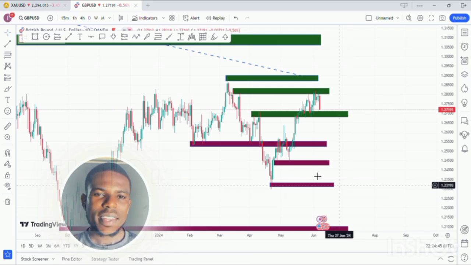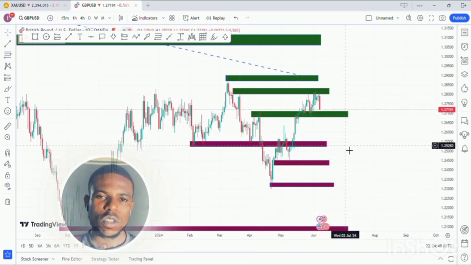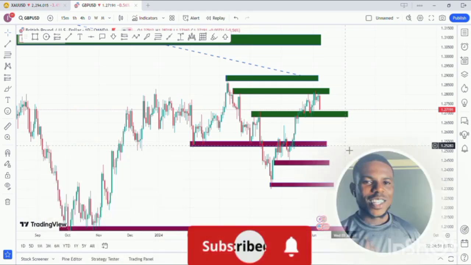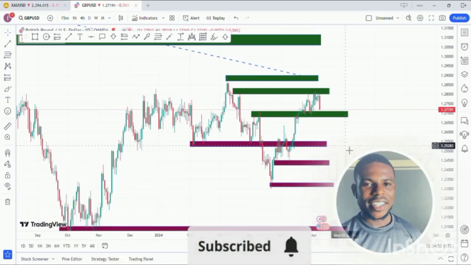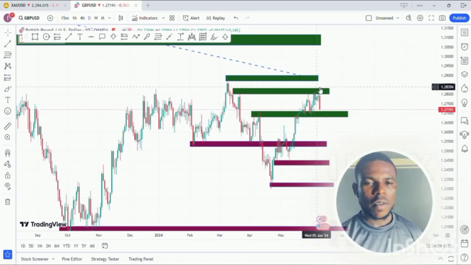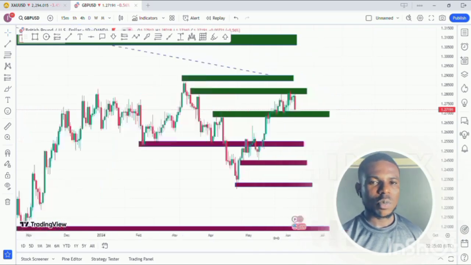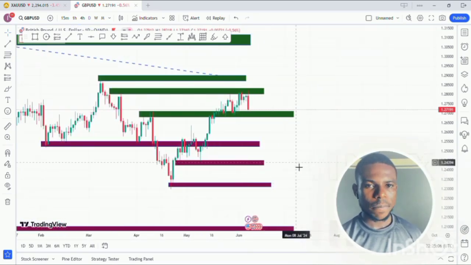Okay, so I'm excited to be here with you as we dive into the dynamic world of forex trading. In today's video, we'll be dissecting the price action for XAUSD and GBPUSD, identifying key potential levels on the charts, and discussing potential strategies for the week ahead.